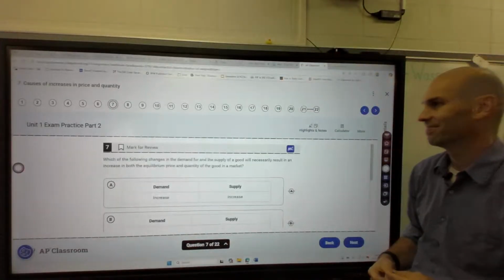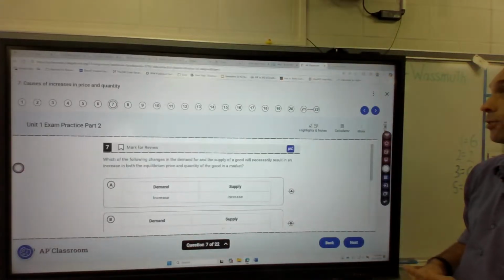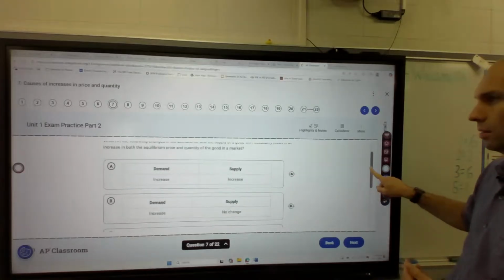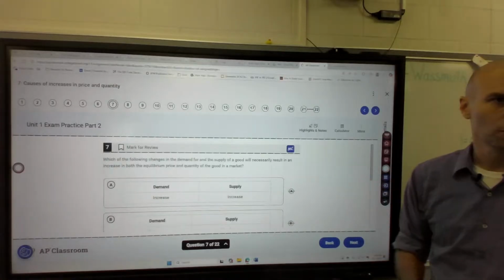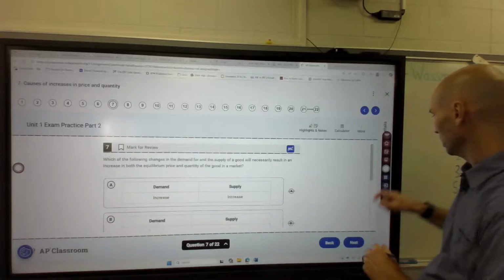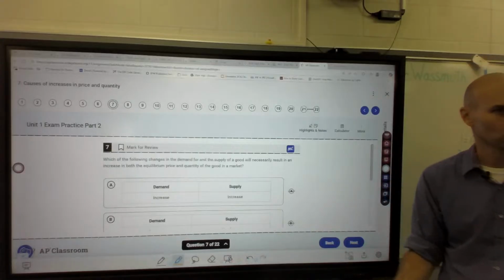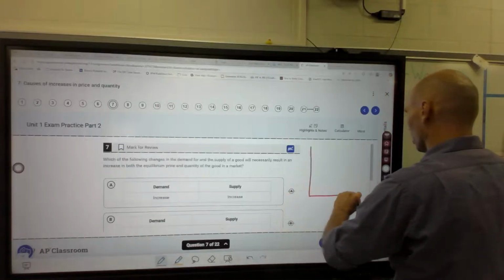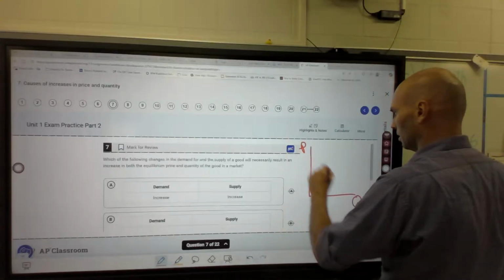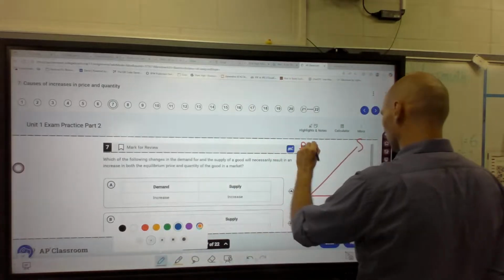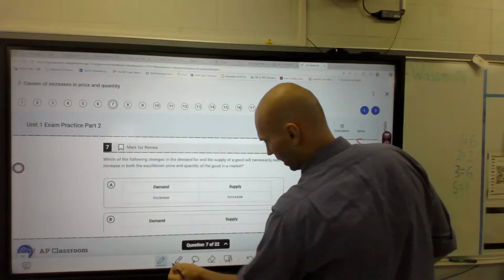All right. Which of the following changes in demand or supply curve will necessarily result in an increase of both the equilibrium price and quantity of a good in the market? Super simple. This is what I mean by those reverse ones. They gave you the answer. Find the solution. So if we have this, and we'll do supply, and I'll throw the colors up here.